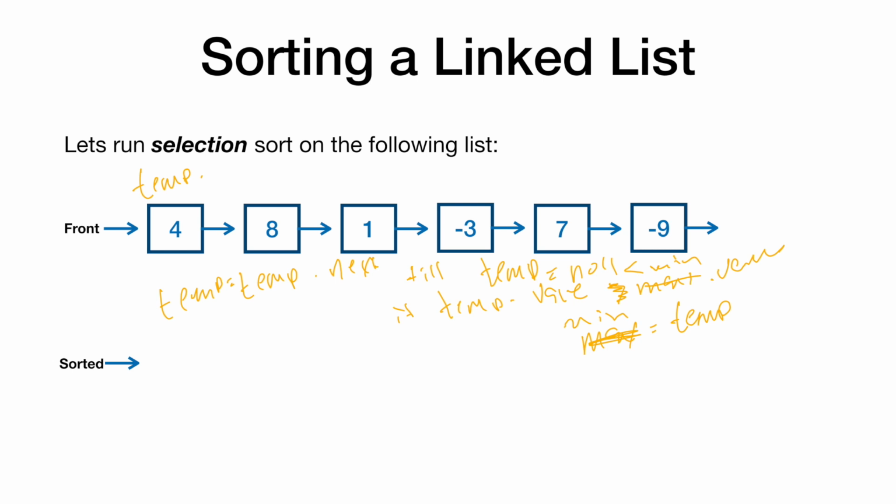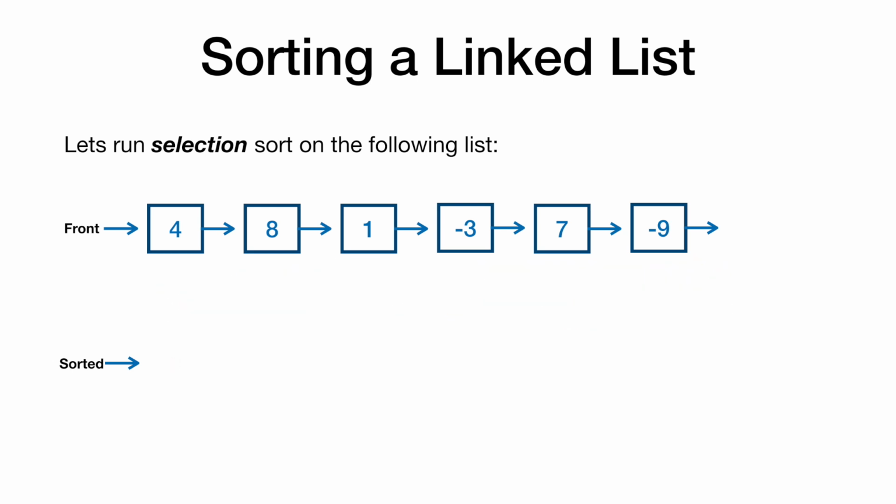Right? So we're going to end up with -9 being our minimum, and we're going to put that over here. Right? There we go. So now 9 is in the correct place, and 9 is never going to move. Right? It's the very minimum of all of the things we've seen, and it's always going to stay in the same place.